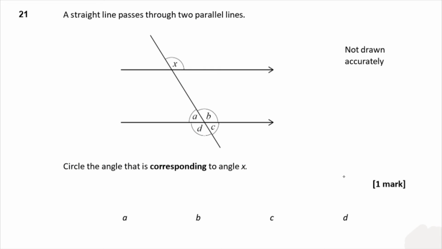Question 21. A straight line passes through 2 parallel lines. Circle the angle that is corresponding to the angle x. Corresponding angles are on the same side of the transversal, that's the line crossing them. They'll also be on the same side of the parallel lines. You can see that x and b are on the same side of the transversal, the green line, and x and b are on the same side of the 2 parallel lines, so it's x and b.